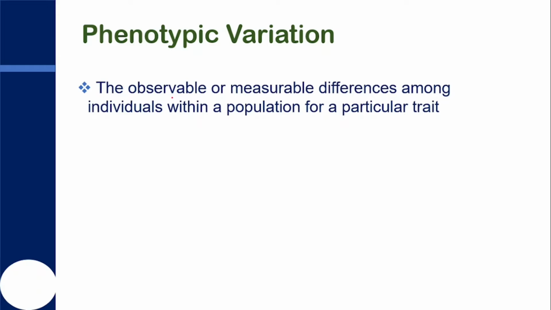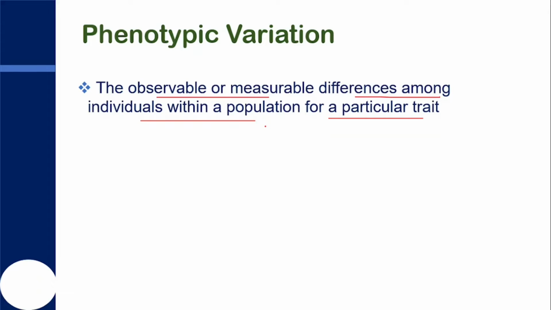Phenotypic variation can be defined as the observable or measurable differences among individuals within a population for a particular trait. So we can say all the differences which you can observe or measure among individuals within a population for a particular trait is known as phenotypic variation. And phenotypic variation is always measured in a population, so it is a population parameter. The term phenotypic variation cannot be used for an individual animal or individual person. It is always referred to a population.